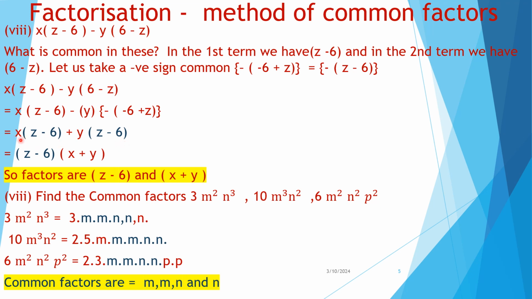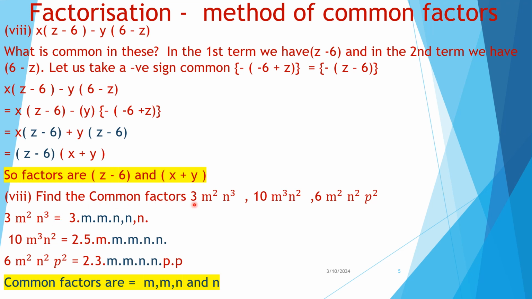So out of these two terms I have taken z minus 6 common, and within brackets I will have x plus y. So the factors are z minus 6 and x plus y.